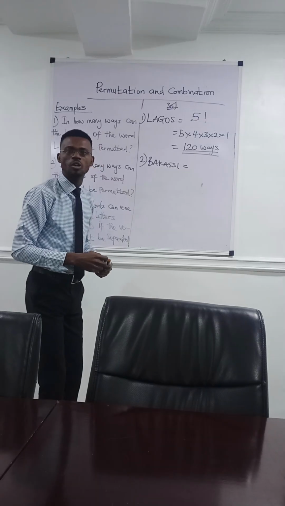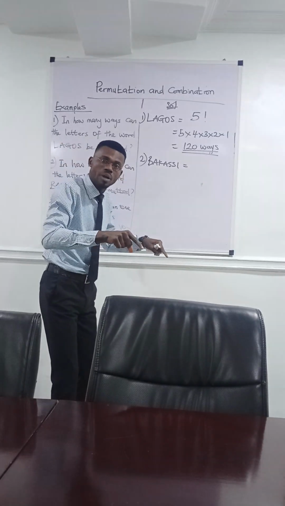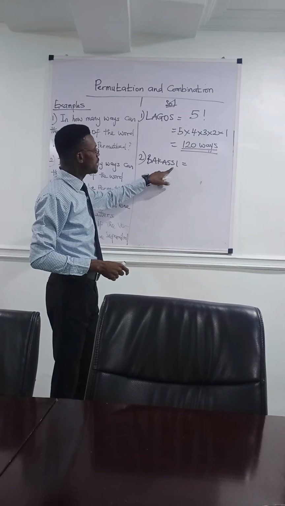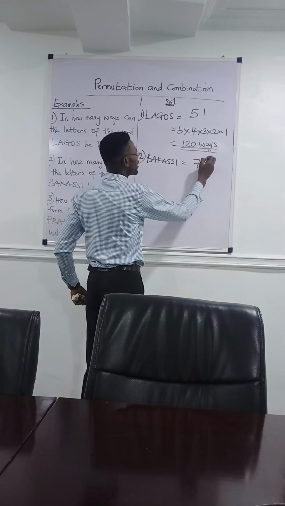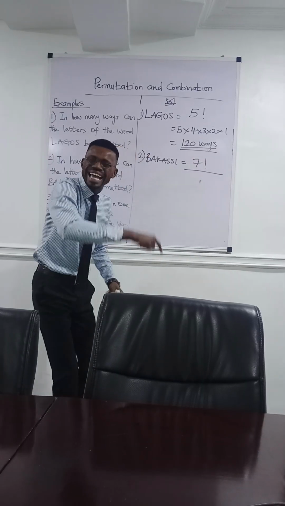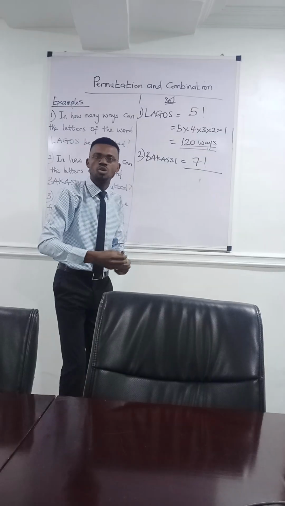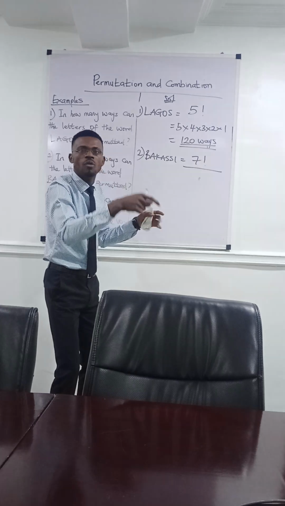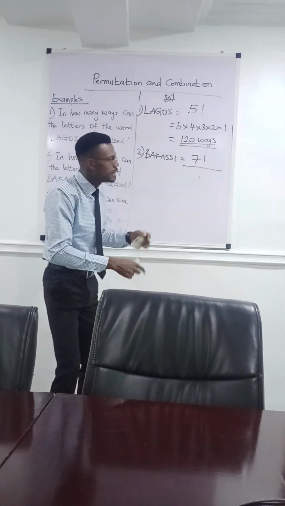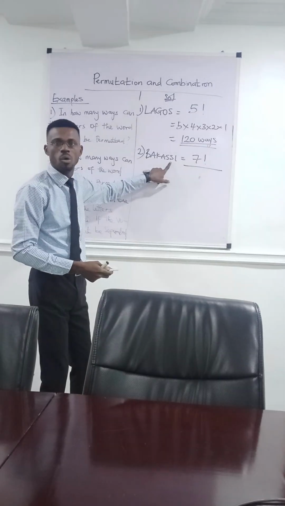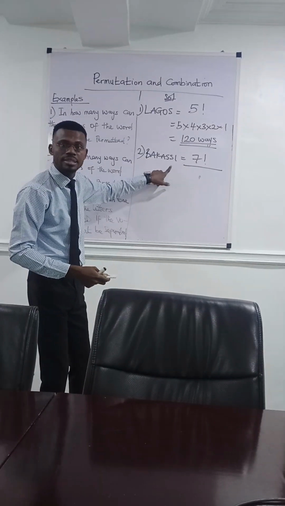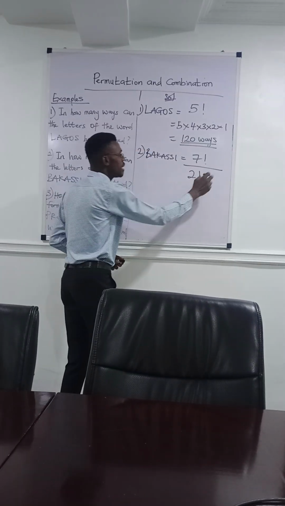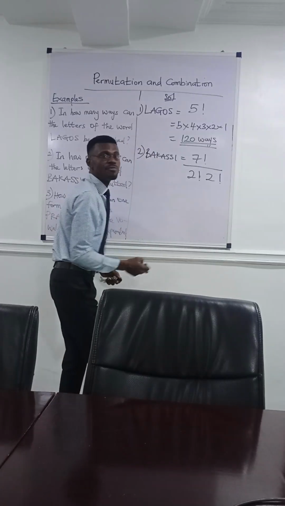First, we count the total number of letters, including the repetitions. Let's count: 1, 2, 3, 4, 5, 6, 7. So the total is 7 factorial divided by the repetitions. When you have repetitions, after getting the total factorial, you divide by the number of times the repeated letters appear. The repeated letters here are A and S. A is appearing twice, S is appearing twice. So we divide by the number of times they appear. A appears twice, that's 2 factorial. S is also appearing twice, that is 2 factorial.